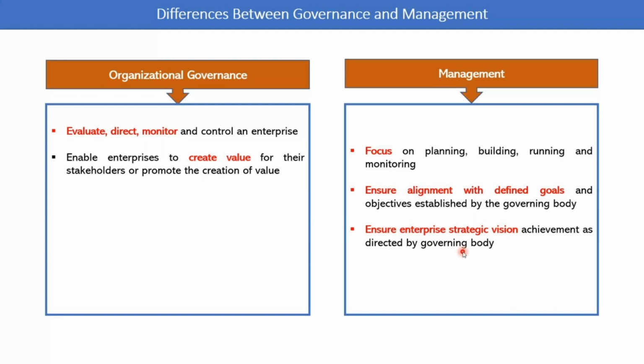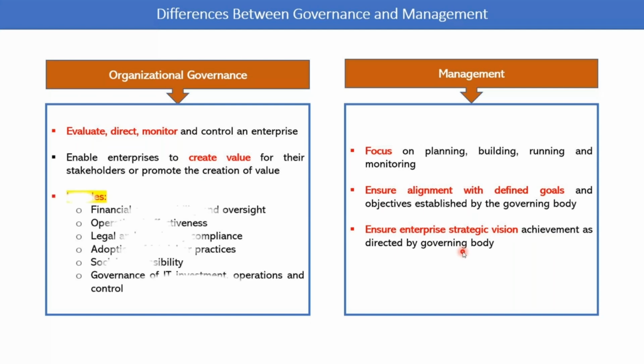Now, what does organizational governance include? It includes various aspects like financial accountability and oversight, operational effectiveness, legal and regulatory compliance, adoption of fair labor practices, social responsibility, and governance of IT investment, operations, and control. So at a high level, this was the difference between organizational governance and management. Next slide, we are going to see an overview of governance structures and roles.